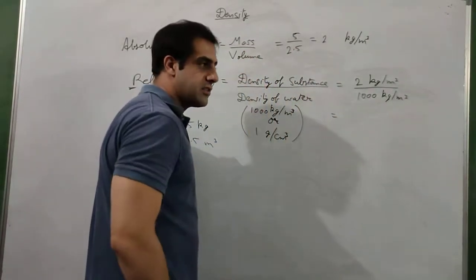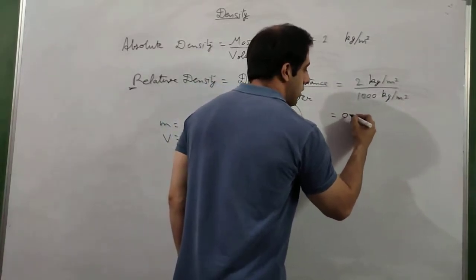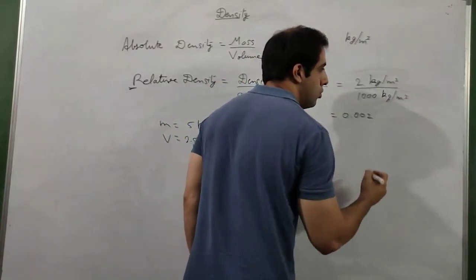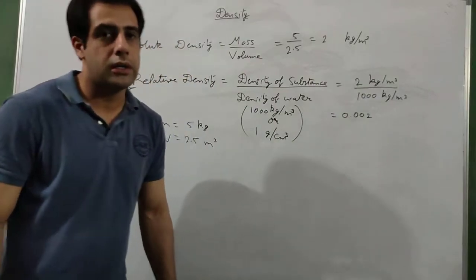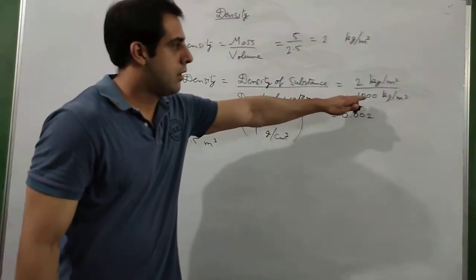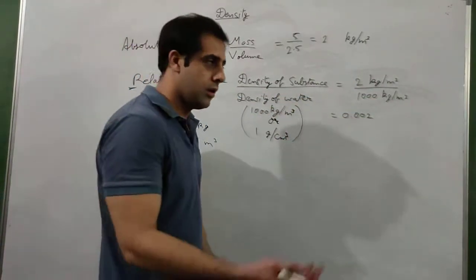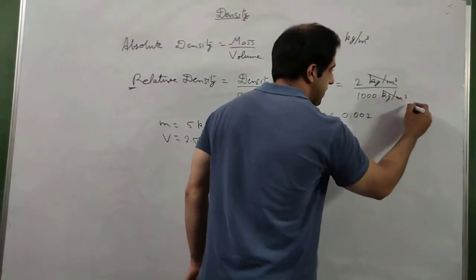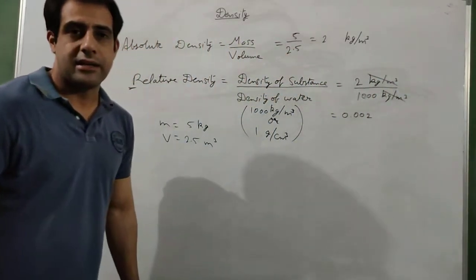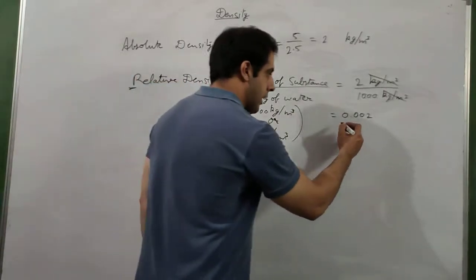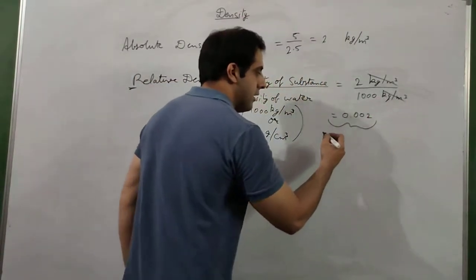What will be the relative density of this substance? It will be equal to 0.002. What will be the unit? Will there be any unit here? There won't be any unit. These units will get cancelled out. Okay, so a relative density is a number.